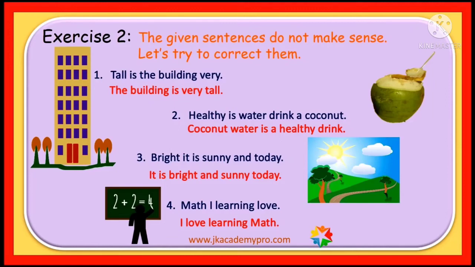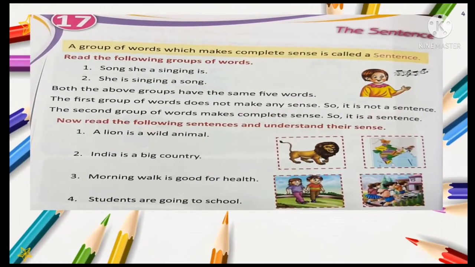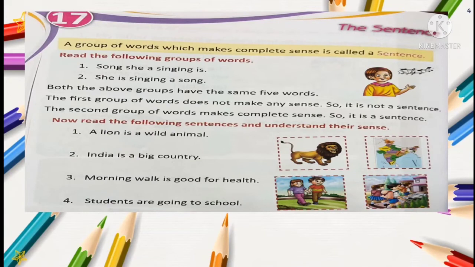Number 4: "math I learning love." It doesn't make any sense. But if I rewrite the words and change their places a little bit, it will be "I love learning math." And it does make sense. I have made the first letter capital and there is a full stop at the end of the sentence. So this is the correct sentence.